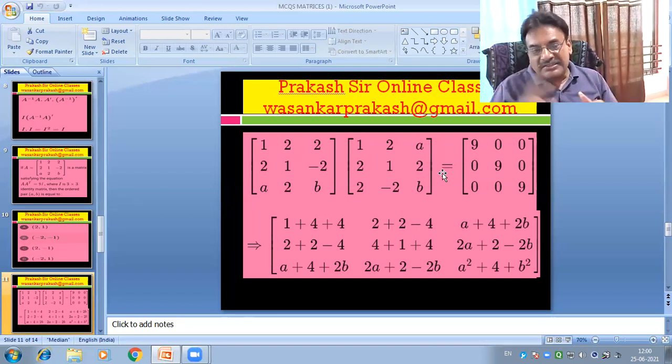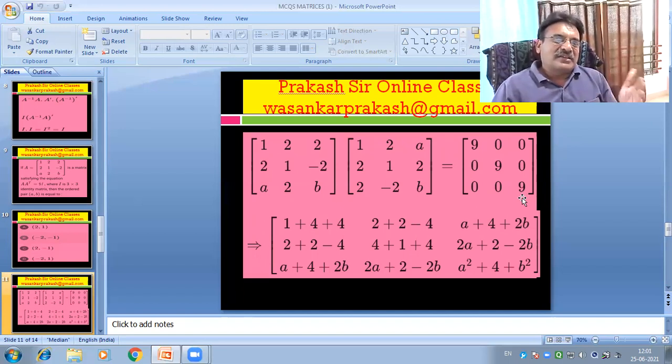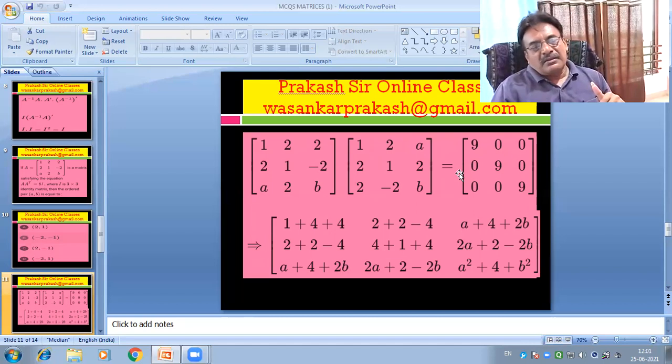But I is the identity matrix, so 9 into the matrix [1 0 0; 0 1 0; 0 0 1]. Multiplying the identity matrix by 9, we get [9 0 0; 0 9 0; 0 0 9]. That is when I write this step directly. First we assume the given equation, A into transpose of A equals 9I. Then we write the A matrix and the transpose of the A matrix, which equals 9 times the identity matrix. Then we multiply these two matrices.